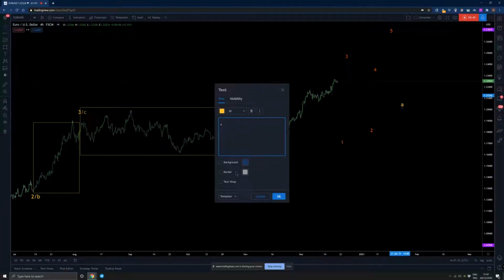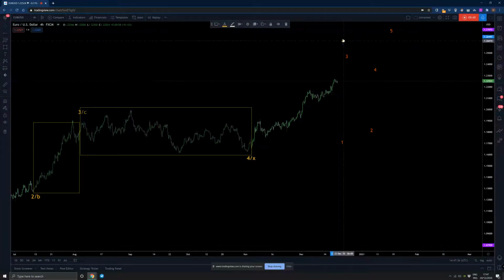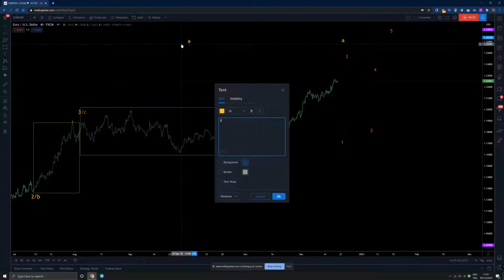So if you're thinking of it as an impulsive move, not as a corrective wave, and you're looking for a wave A here, what are the wave A's that can come? Well, one of the wave A's can be wave A of a flat. So we can have a flat. We can have a triangle as a wave A, or we can have another zigzag. Okay, but there's a difference.